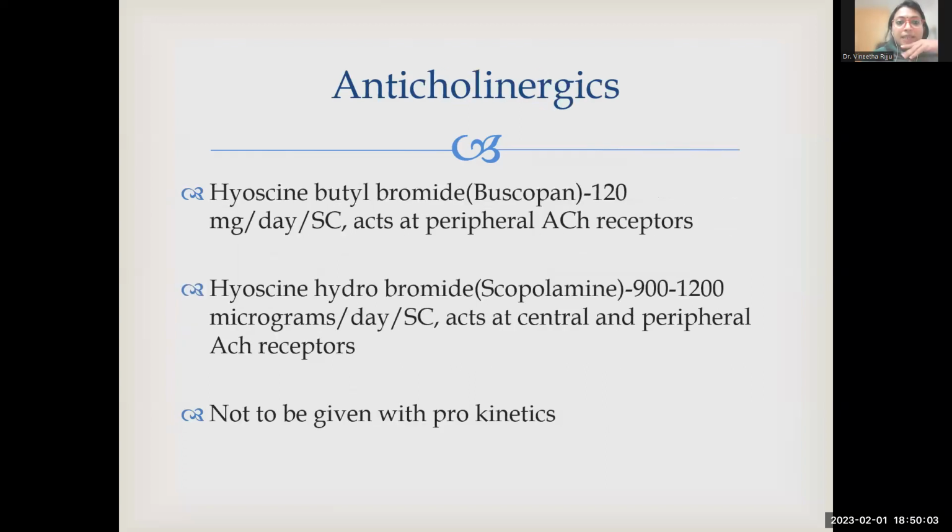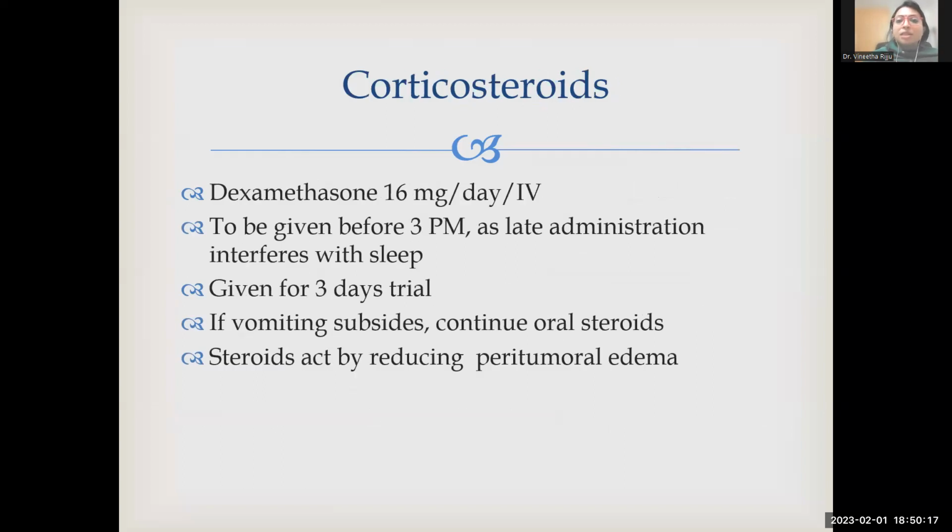Now, anticholinergics like hyoscine butylbromide, 120 milligram per day subcutaneous, can also be tried. And try not to combine it with prokinetics. Corticosteroids, dexamethasone, 16 to 24 milligram. And like I said, it is given before evening hours, as a single dose for 3 to 4 days. And then after that, you can taper it down and stop it. If the vomiting subsides, you can continue the taper dose as oral steroid.